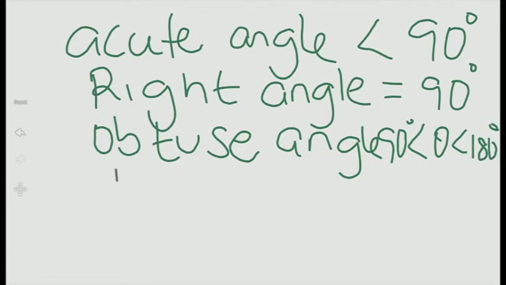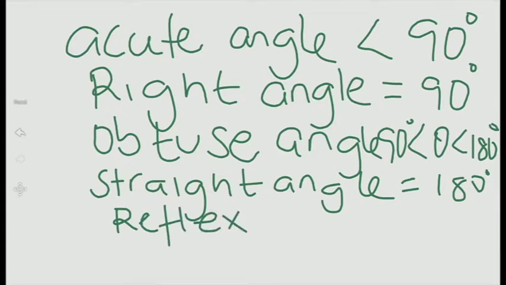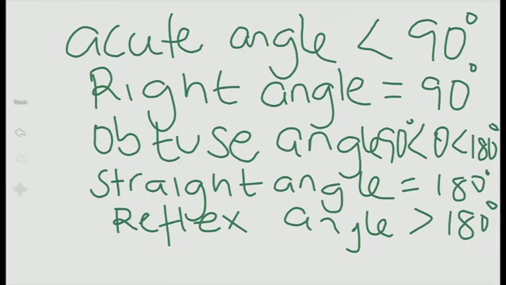And then we have the straight angle, which is equal to 180 degrees. And then we have the reflex, which is greater than 180 degrees. So these are the types of angles we know. But for trigonometric ratios, we only know for angles that are less than 90 degrees.